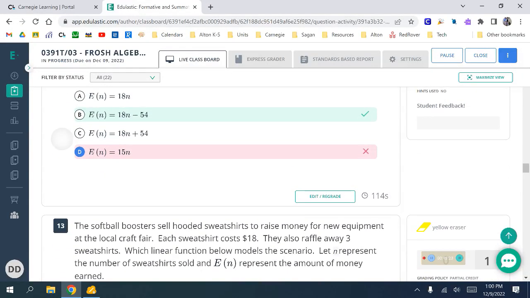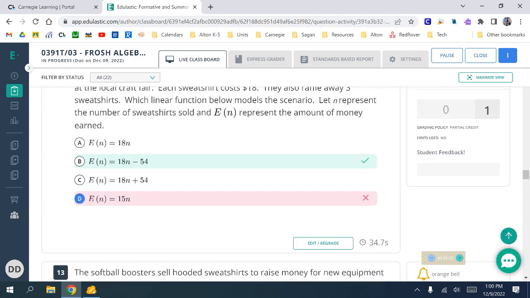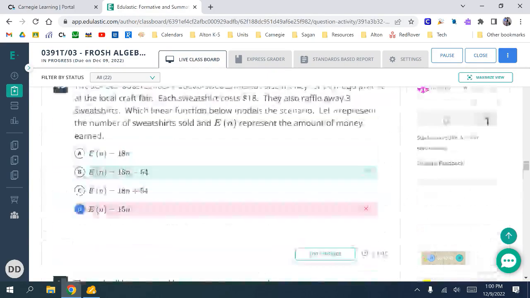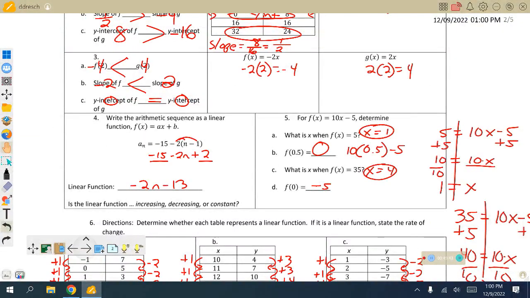I don't know where 15n is coming from. I do. $18 minus those 3 free shirts. Those aren't the same units. Dollars per shirt minus 3 shirts. 18 minus 3. Nah, you haven't been paying attention. And then, all right, so let's go find that one on the test review.